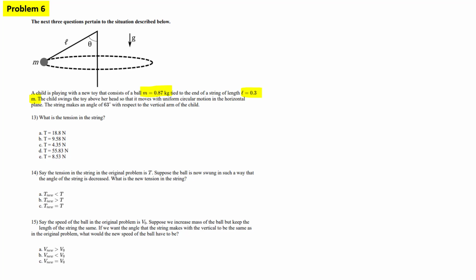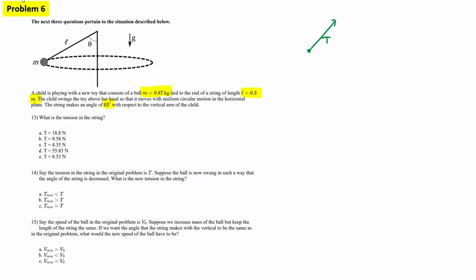The child swings the toy above her head so that it moves in a uniform circular motion in the horizontal plane. The string here makes an angle of 63 degrees with respect to the vertical arm of the child. The first question is, what is the tension in the string? What I suggest is doing a free body diagram. Here's what the tension looks like.